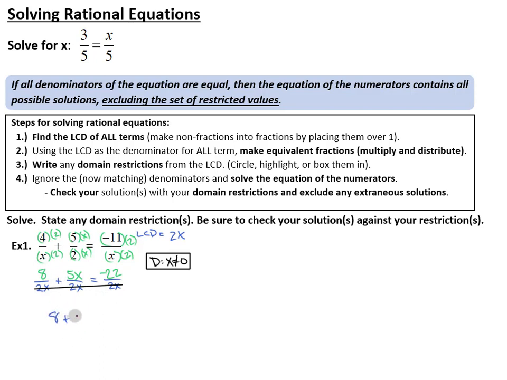When does 8 plus 5x equal negative 22? So let's move 8 to the other side. We get 5x equals negative 30. And dividing by 5, we get x equals negative 6. Now, before I mark that as my final answer, we want to check that versus our domain. And it looks like it is not a restricted value. Negative 6 was not one of our restricted values. And so 6 is our final solution. Sorry, negative 6. Okay, let's try a second example on here before we move on to the next page.